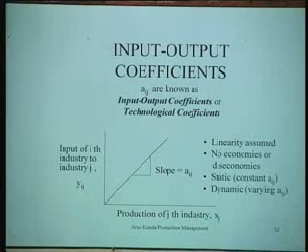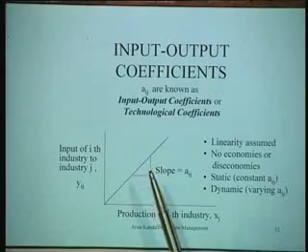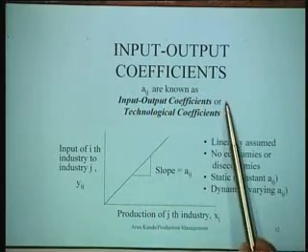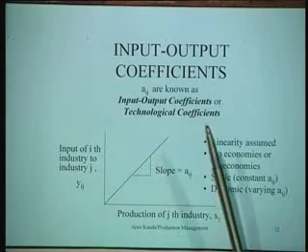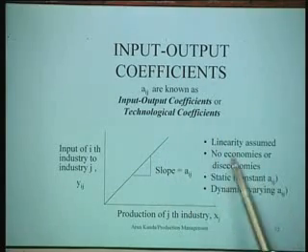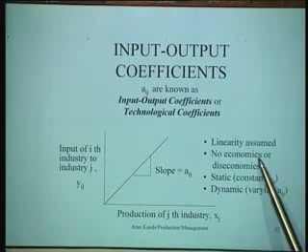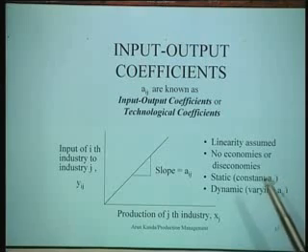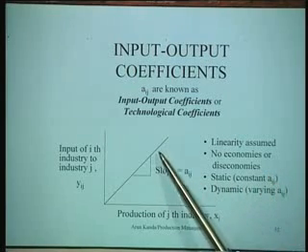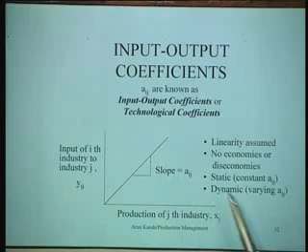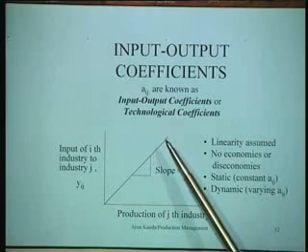And what we can then say is that, if you plot the relationship between Yij and Xj, where Yij is equal to Aij Xj, this would be a straight line whose slope is Aij. So Aijs are known as the input output coefficients or the technological coefficients. Here we are assuming linearity, with no economies or diseconomies of scale. It's a static situation in which Aij is constant, and if it is a dynamic situation, then Aij would be allowed to vary.